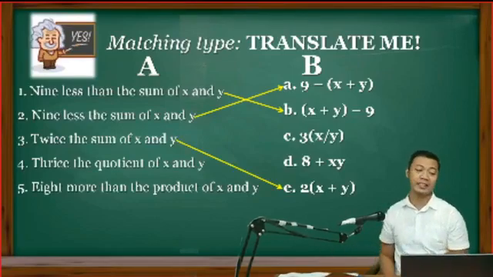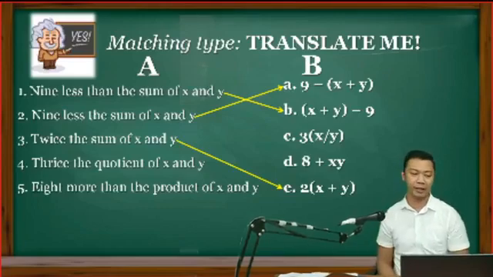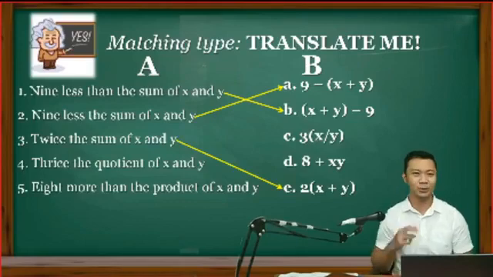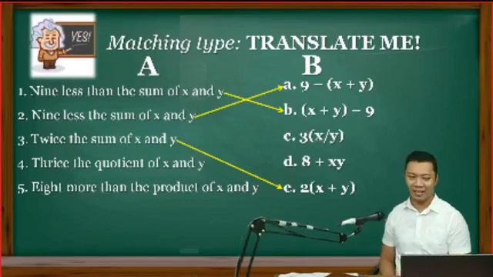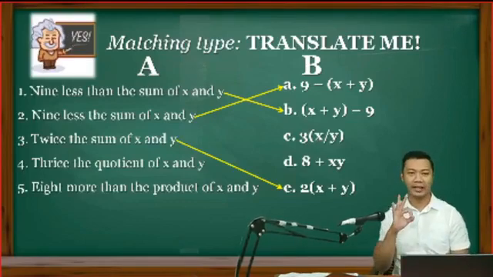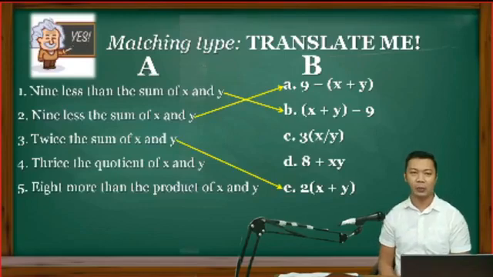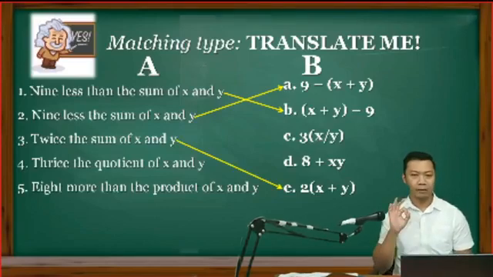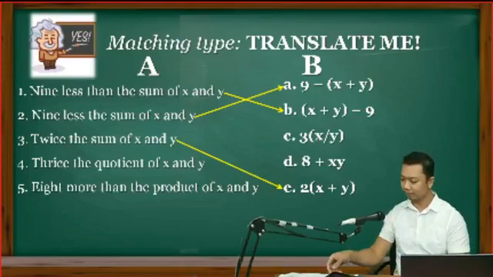Number 4 is thrice the quotient of x and y. For number 3, we have twice. It means that we are multiplying 2 to any variable or any number. And when we have thrice, it means that we are multiplying 3 to that variable or number.